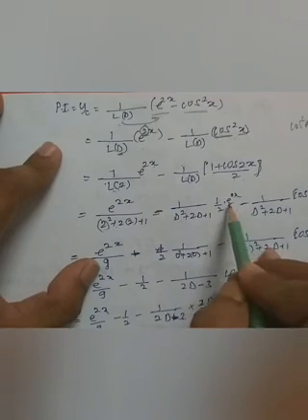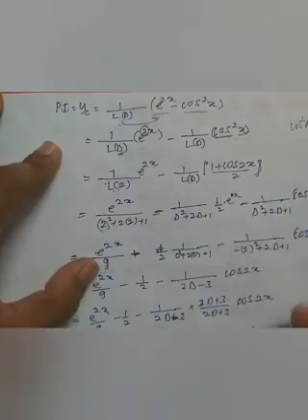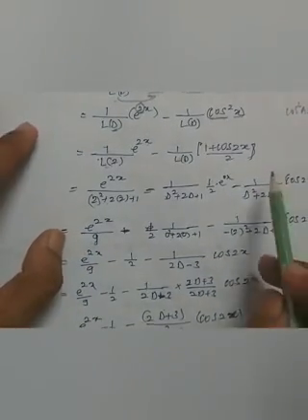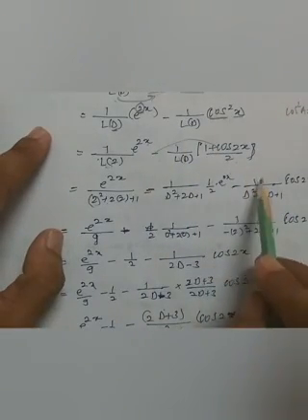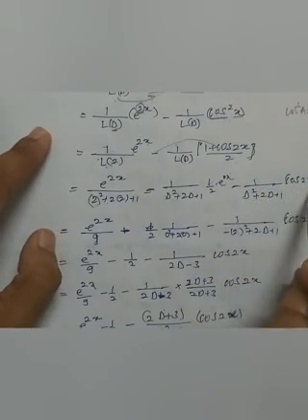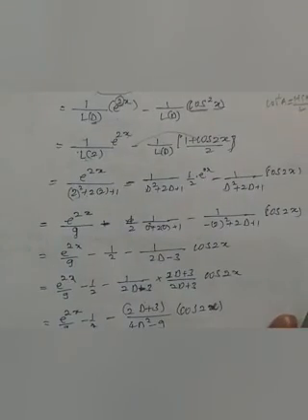Let us write it in the first form, that is e to the power 0x, because e to the power 0x is 1. Okay, now one more is 1 minus 1 plus into minus is minus, so minus 1 divided by D square plus 2D plus 1 of cos 2x. Now it is in the standard form, so we can apply rule 2 here.